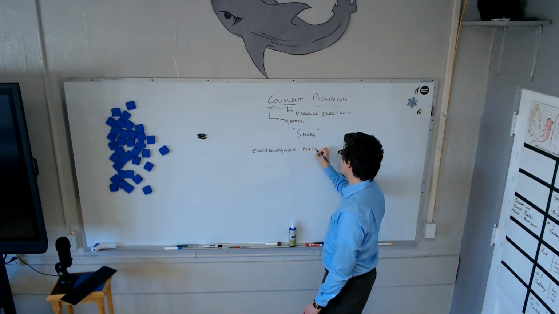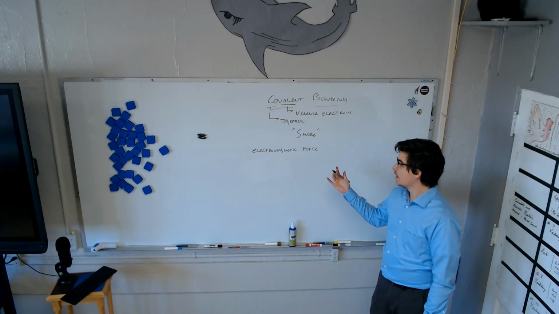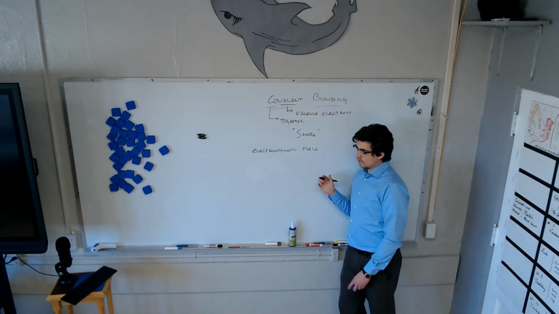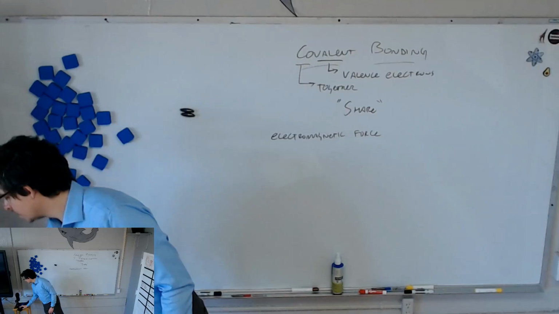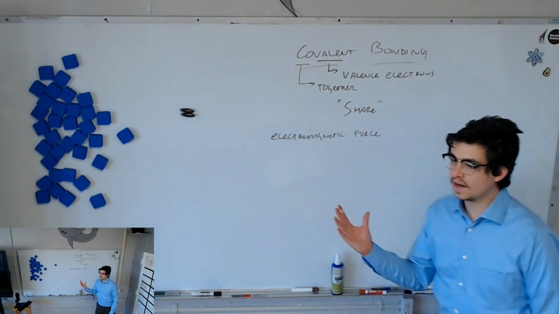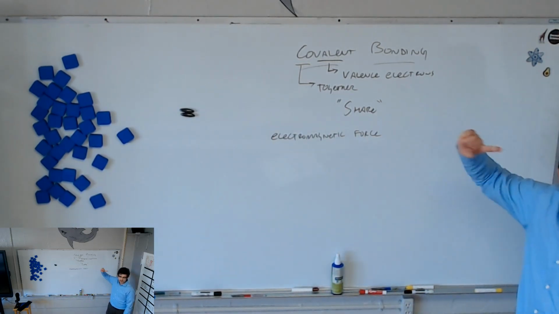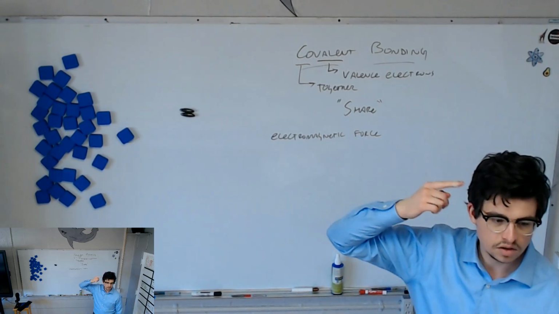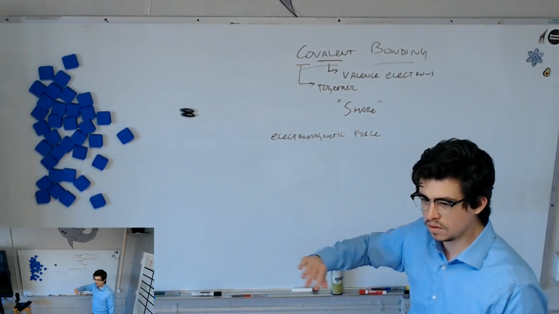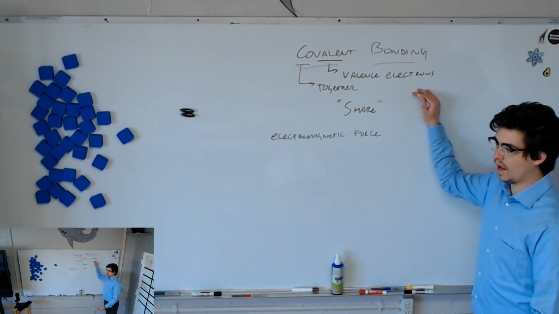All of this is still governed by the electromagnetic force, except here, obviously it can't be the attraction between a cation and an anion, because instead of giving and taking, they're sharing. So no ions are formed. So put that in your little brain pocket. No ions are formed. There's no ions, and that's why we don't call it ionic bonding, right?